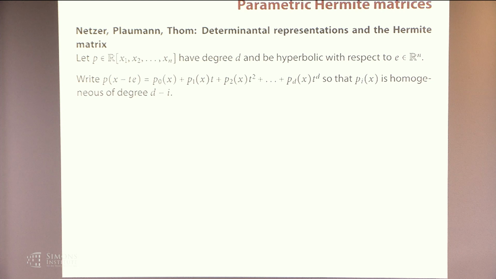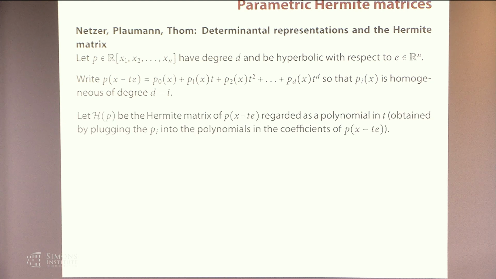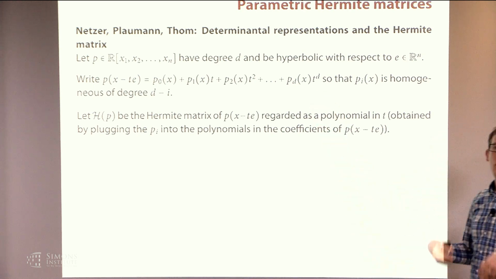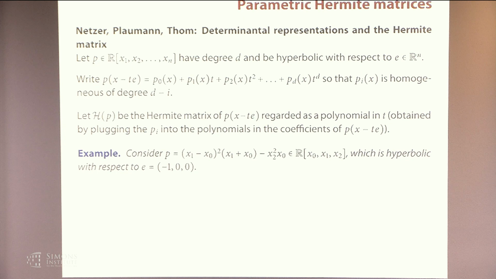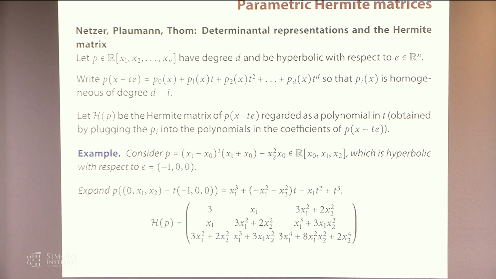So now you've done that, you use these recurrences to plug them into the Hermite matrix. They are only in terms of the coefficients, which are now polynomials in X. Plug them in. So let's try this for this cubic polynomial in 3 variables, which is hyperbolic with respect to this point. I've rigged the example. You expand. Here I only plug in x's that are in E-perp.